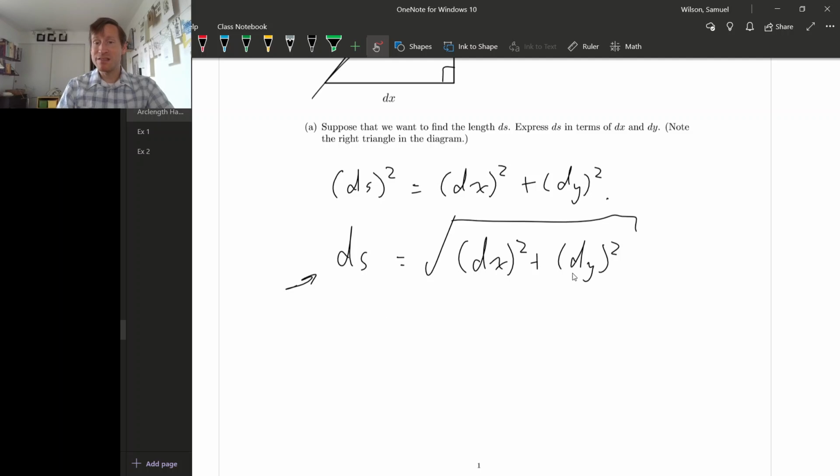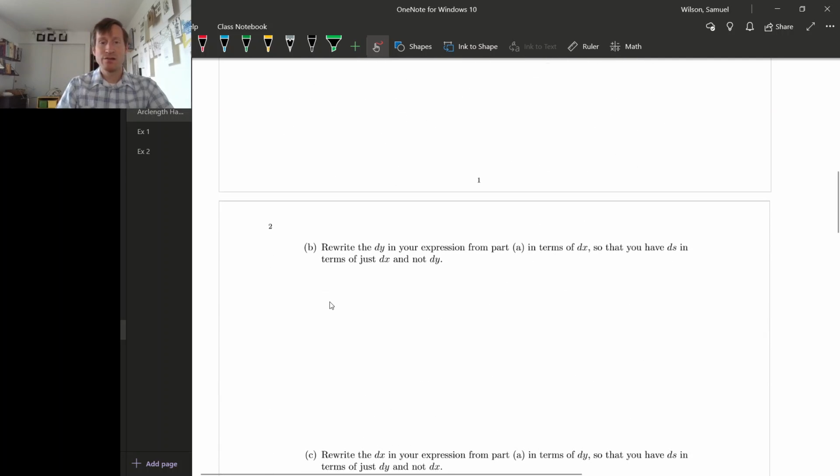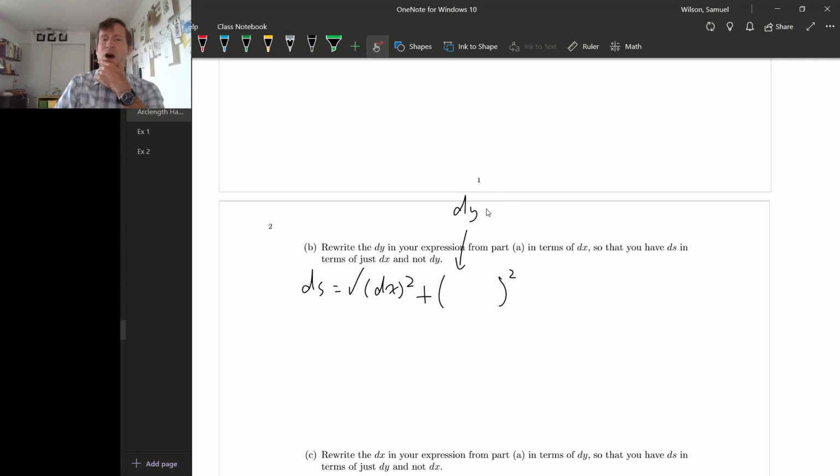So for part B, it said that we should rewrite dy in terms of dx. So we're starting out with ds equals the square root of dx squared plus dy squared. And dy is dy/dx times dx. That's it.